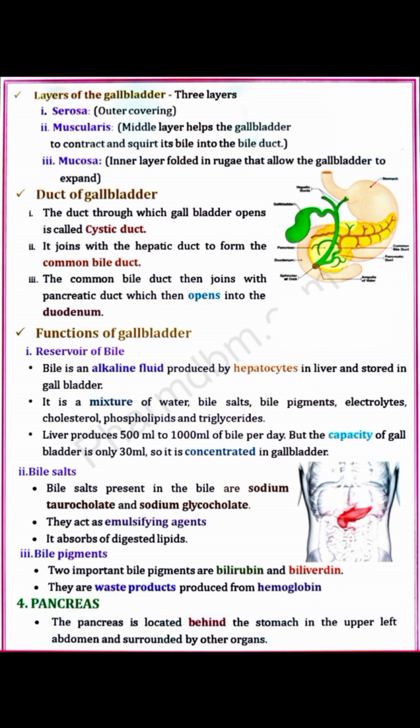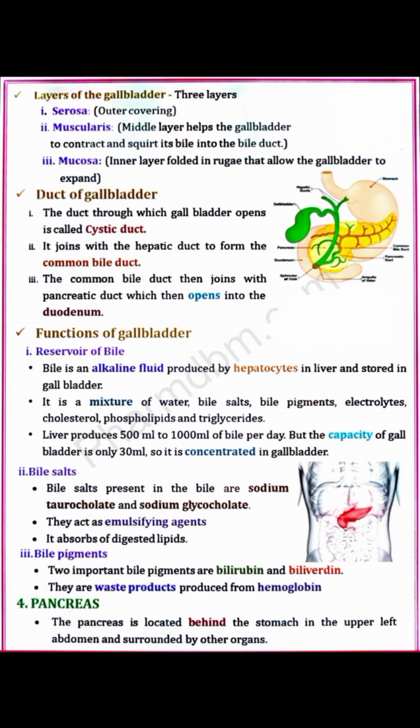Bile is an alkaline fluid produced by hepatocytes in the liver and stored in the gallbladder. It is a mixture of water, bile salts, bile pigments, electrolytes, cholesterol, phospholipids and triglycerides. The liver produces 500 ml to 1000 ml of bile per day, but the capacity of the gallbladder is only 30 ml, so it is concentrated in the gallbladder.